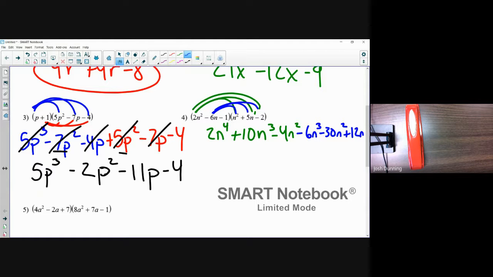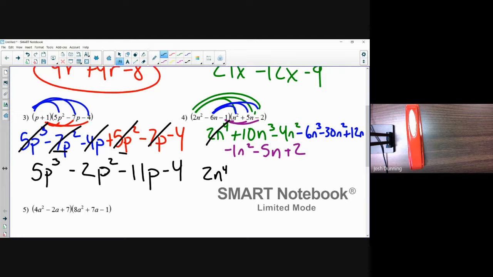The worst part about these is that they take up a lot of room here. There's a lot of keeping track of everything. We'll switch to purple here, so minus 1n squared minus 5n, double negative, plus 2. There's no other n to the 4th, so I'll just bring that down.